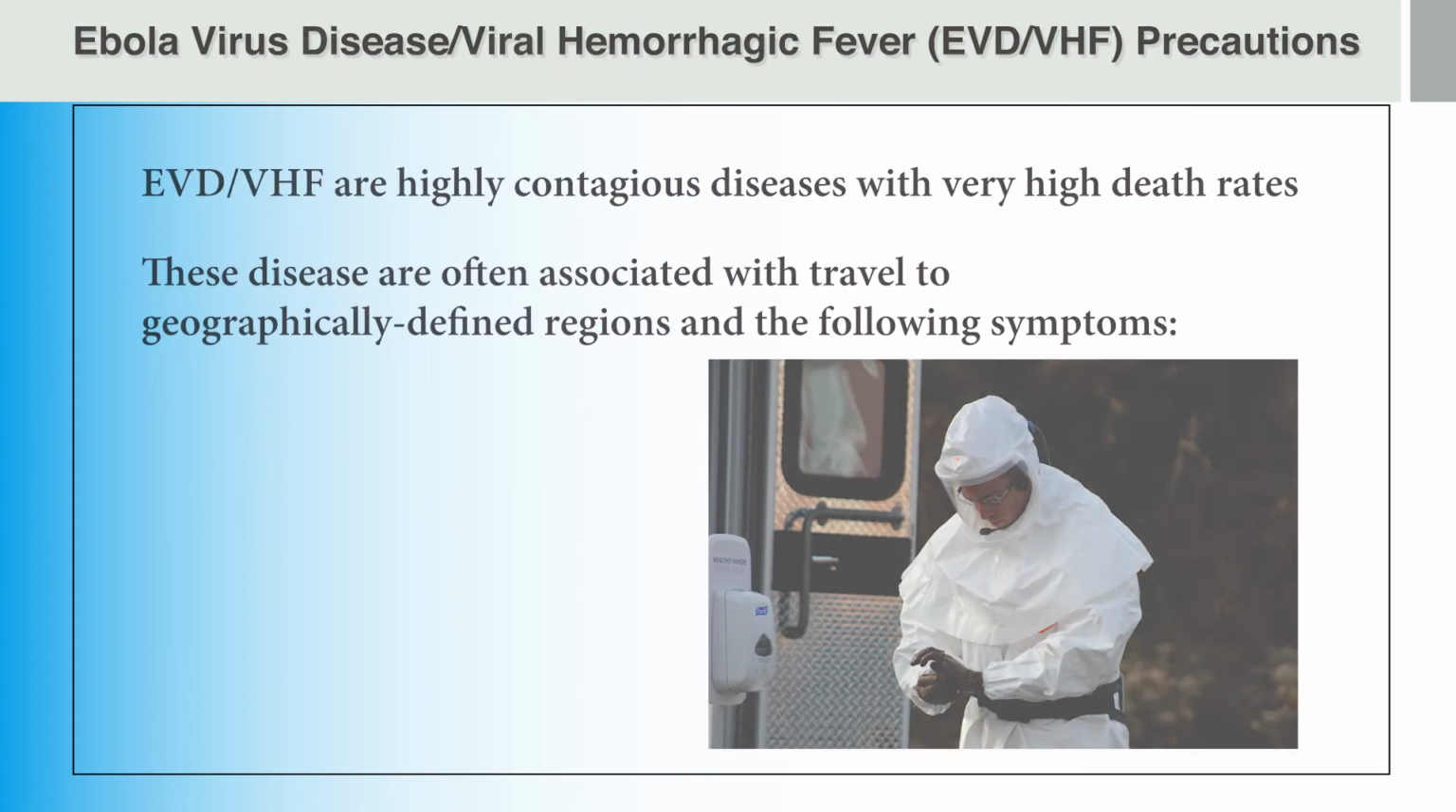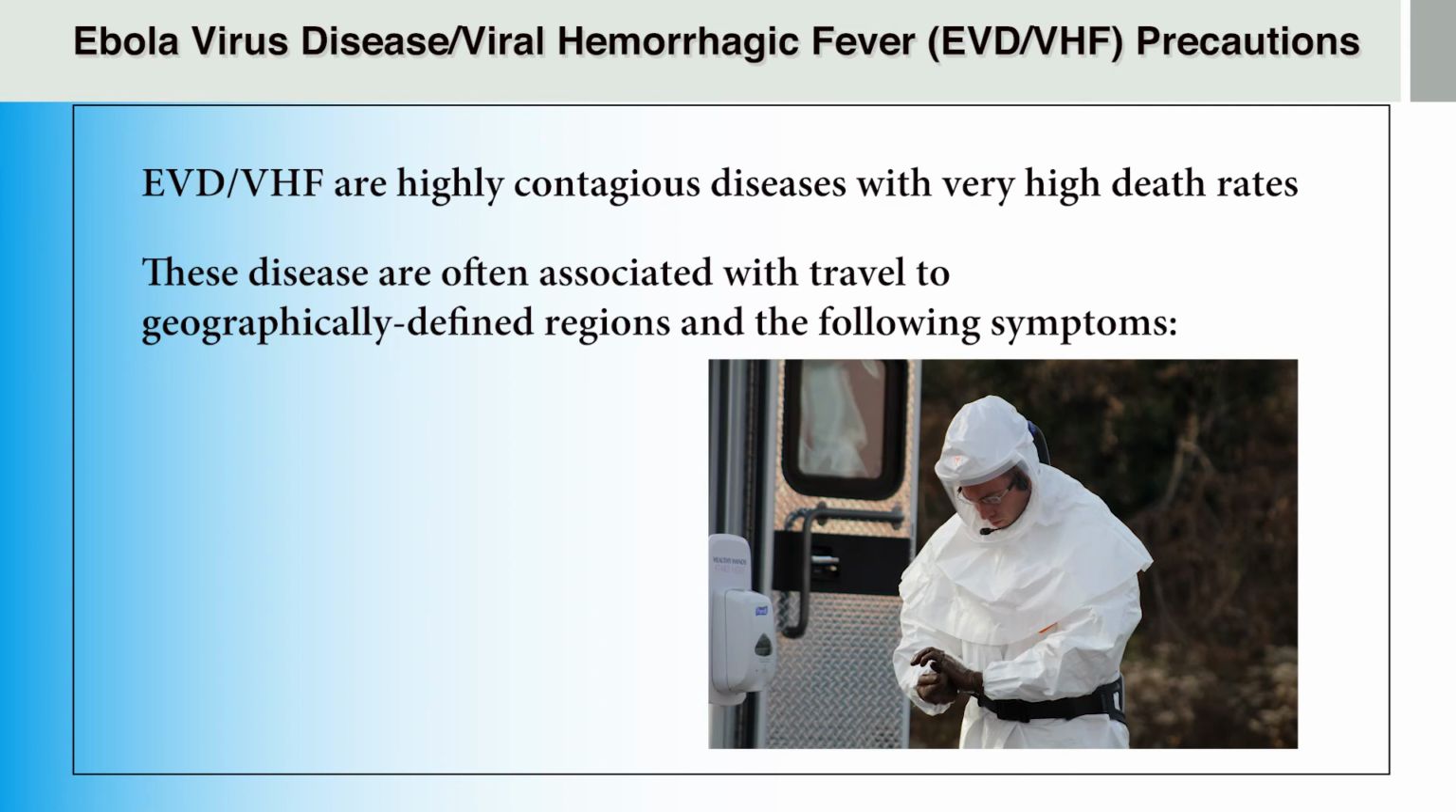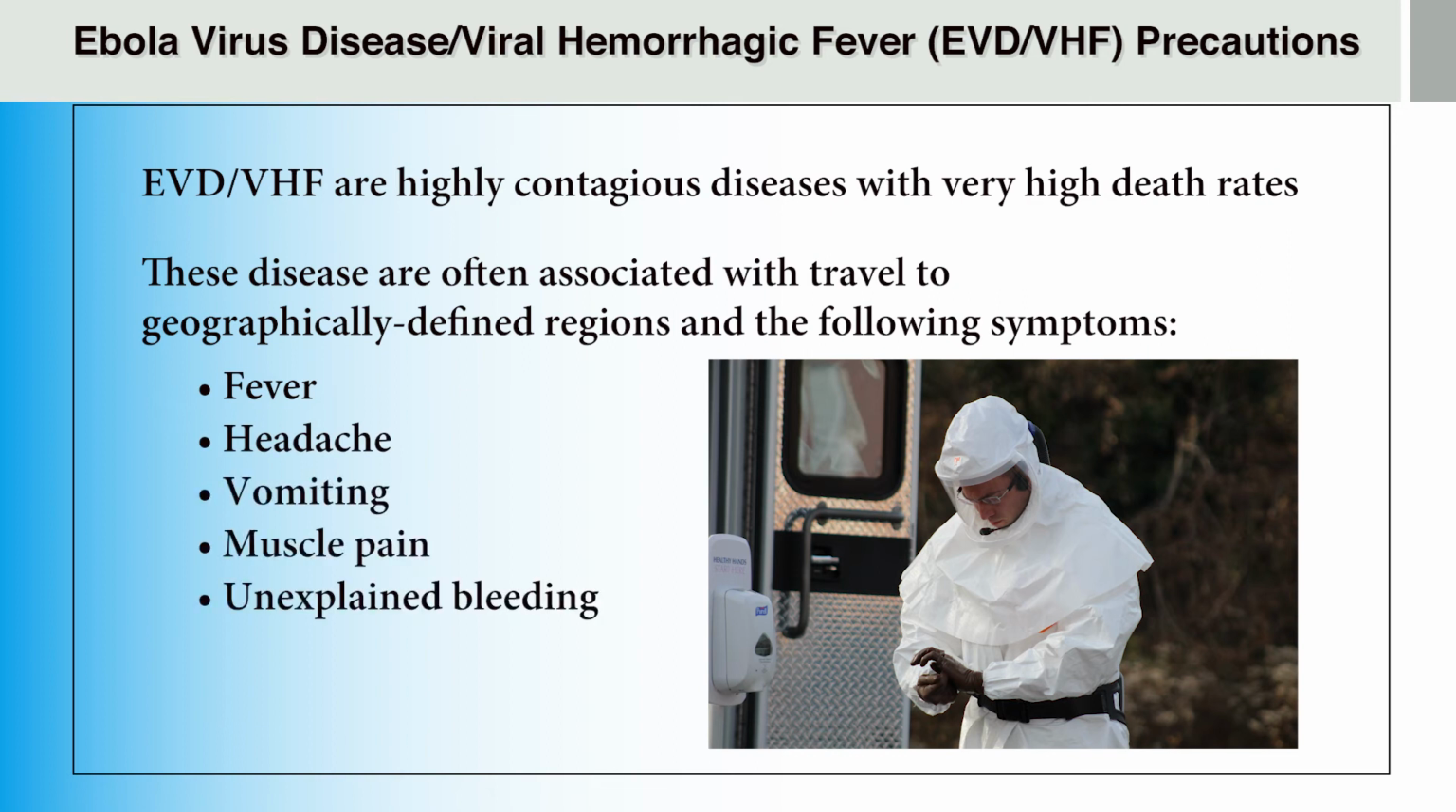The precautions described in the following slides are for patients with known or suspected Ebola virus disease or other viral hemorrhagic fever exposures or a travel history in countries with known EVD/VHF outbreaks. Symptoms of EVD include fever, headache, vomiting, muscle pain, or unexplained bleeding. The fever, headache, vomiting, and muscle pain are unfortunately common in many other diseases. Adding the unexplained bleeding makes it more likely that the patient may have an extremely dangerous Ebola virus disease or viral hemorrhagic fever.